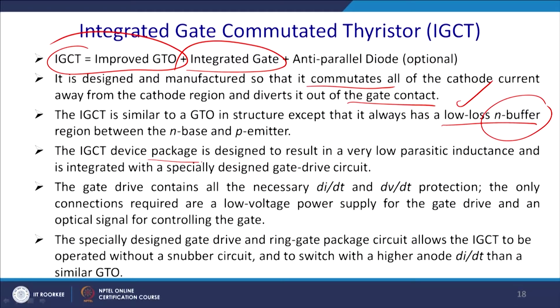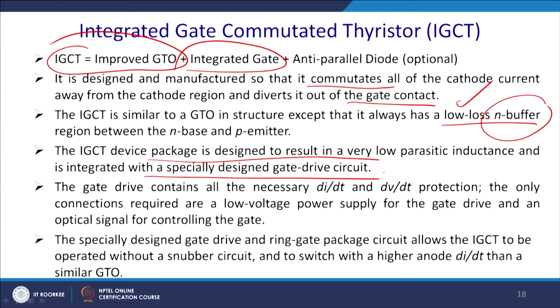The IGCT device package is designed for very low parasitic inductance. That is one of the requirements for high di/dt. If there is a parasitic inductance, it will prevent di/dt. It is integrated with a specially designed gate drive circuit, but it is a little complex. The gate drive contains all the necessary di/dt and dv/dt protections. This package is manufactured by ABB, so it has come as a package.